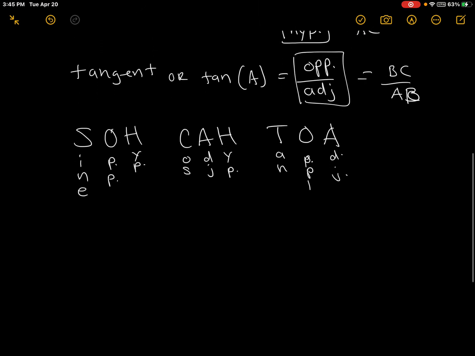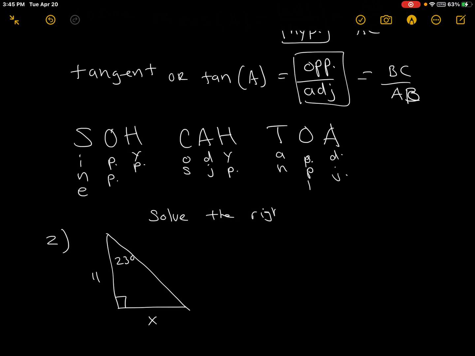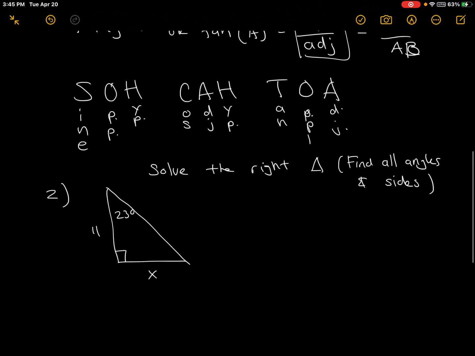Let's take a look at problem number 2 in your notes. Solve the right triangle just means find all the missing sides and all the missing angles. So this is 11, this is 23 degrees, and this is x. Right now, if I want to figure out what this angle is, I could do 90 minus 23, which is going to give you 67 degrees. So I figured out all my angle measurements in this triangle.